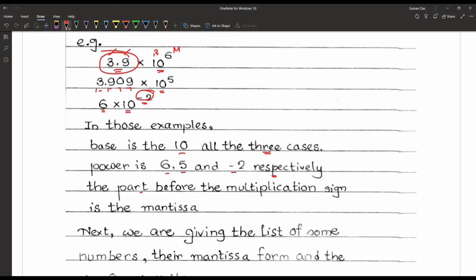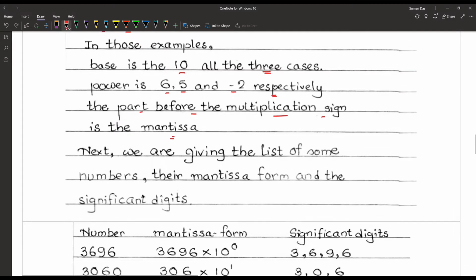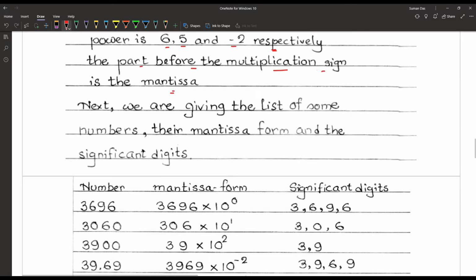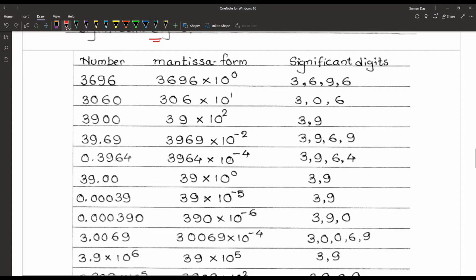The part before the multiplication sign is the Mantissa, and that is known as up to t-digit Mantissa form. Now here we are giving the list of some numbers, their Mantissa form and also the significant digits. Let's check the list here.